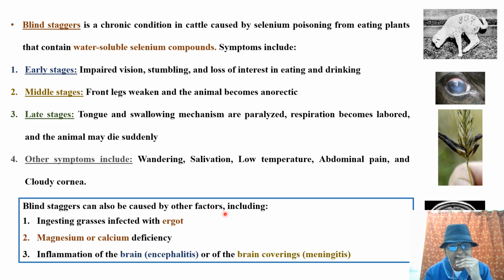Blind staggers can also be caused by other factors. If in your question, other than selenium toxicity, some other options were there, those would also have been right answers for blind staggers. Those are ingesting grasses infected with ergot. Ergot poisoning, I discussed in one of my previous videos, is mainly caused by mycotoxins, in corn and cereals contaminated with the mycotoxin from Fusarium. Magnesium or calcium deficiency, inflammation of the brain, encephalitis, or of the brain covering, meningitis, will also lead to blind staggers. If your options contained these, they would also have been right answers. Let's see in detail what selenium poisoning is.